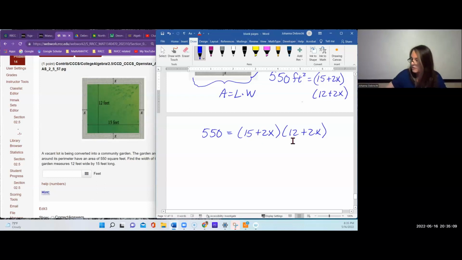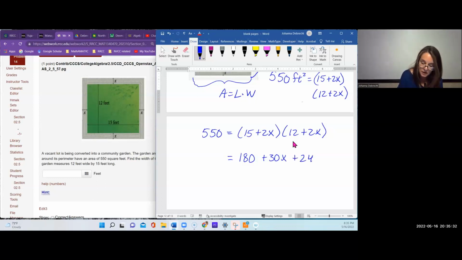15 times 12, I don't know what 15 times 12 would be. Let's see. 180. That's first times first. The outer product is 15 times 2X, which would give me 30X. The inside product is 2X times 12, which would give me 24X. Then the 2X times the 2X, the last, would give me 4X squared, and it's still equal to 550.